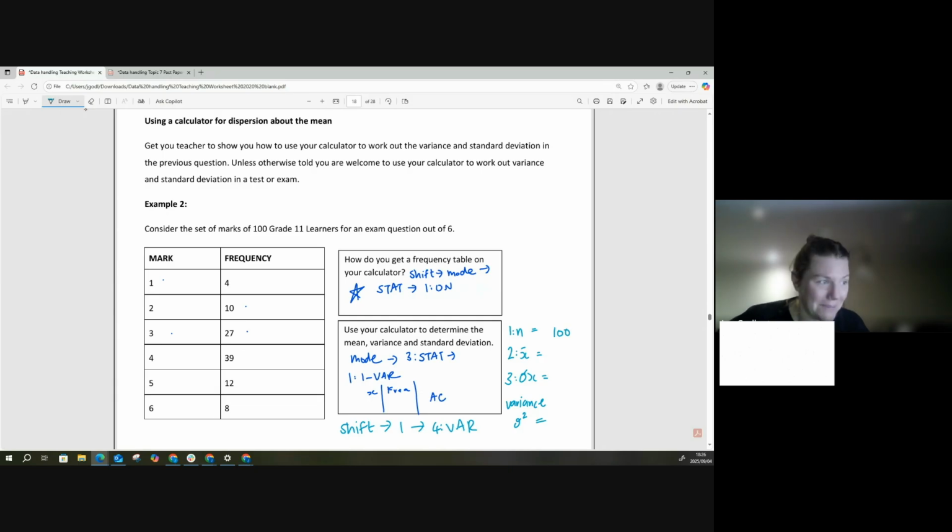No problem, I'm happy to. Are you fine with the calculator instructions? Okay. So if we've done this to our calculator, these are our options. 1 gives us our sample size, 2 is going to give us our mean, 3 is going to give us our standard deviation. So we're going to get those numbers. And then for the last part, all we're going to do is take our standard deviation and square it. That's going to give us our variance.